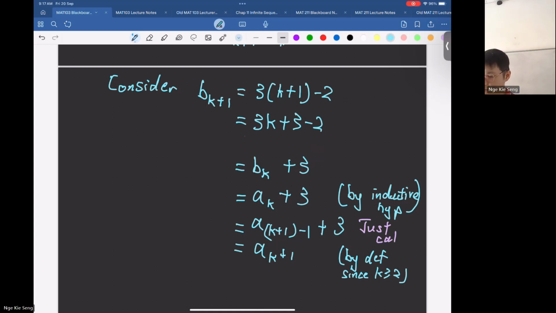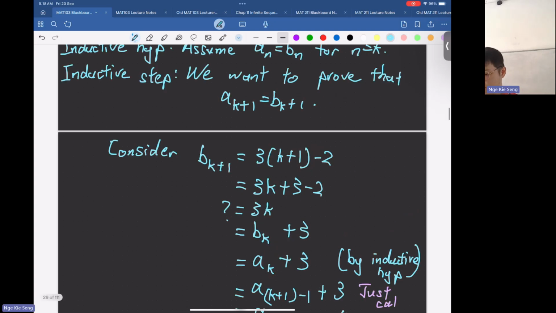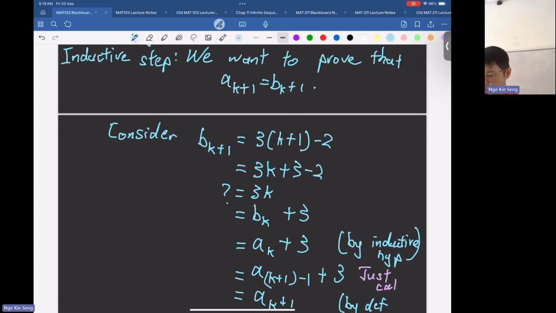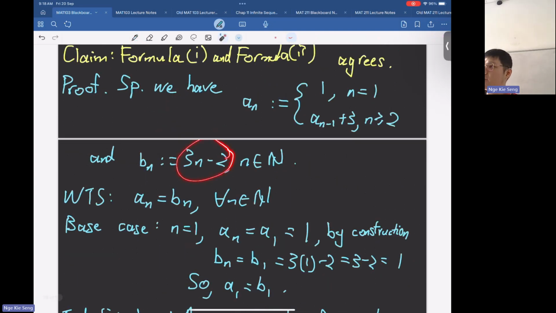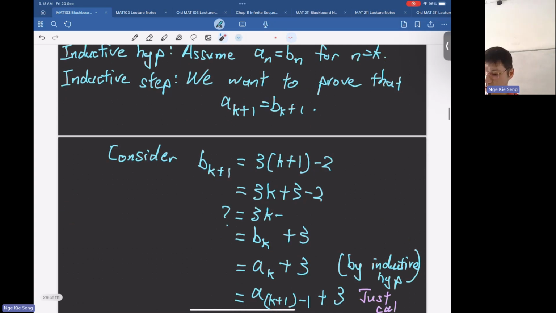But can we connect here or not? Are we allowed to connect here? Is it obvious? Why? Because it is just B_k. What is the definition of B_k? B_k is simply 3k minus 2. So we just put minus 2 beside 3k, and we get B_k.